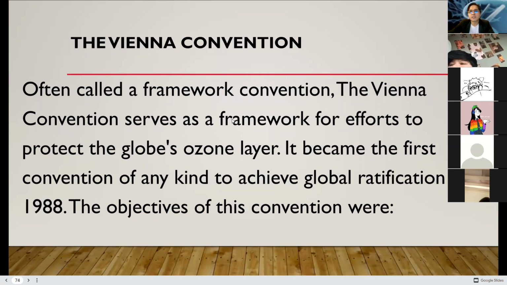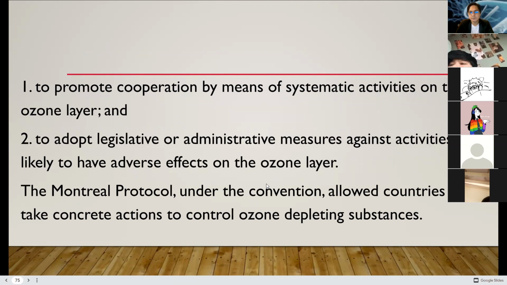The Vienna Convention, often called the Framework Convention, serves as the framework for efforts to protect the globe's ozone layer. It became the first convention of any kind to achieve global ratification in 1988. The objectives of this convention were: number one, to promote cooperation by means of systematic activities on the ozone layer.